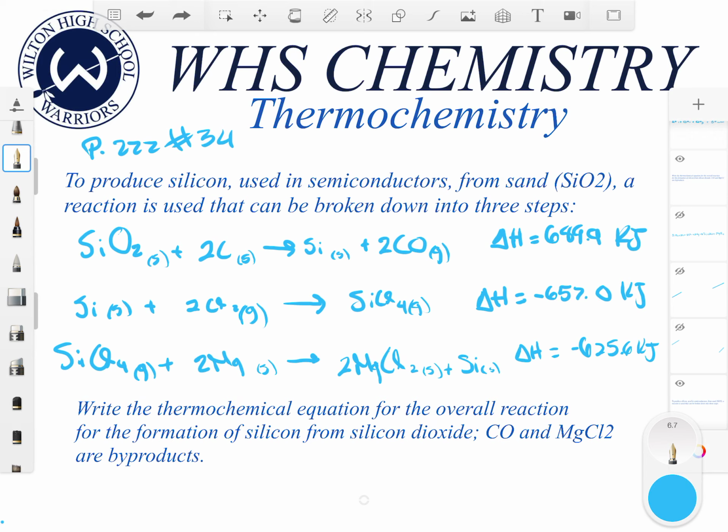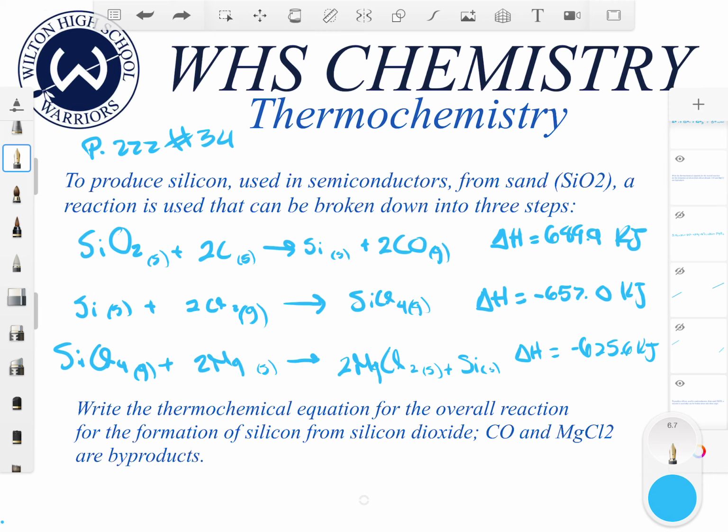By first looking at the information we're given, we know that silicon is going to be a product, as well as CO and MgCl2. So those are going to be our 3 main products, and one of our main reactants is going to be silicon dioxide. In addition to silicon dioxide, we know that somewhere in the reactants there has to be carbon and also magnesium and chlorine, as carbon monoxide and magnesium chloride are byproducts.